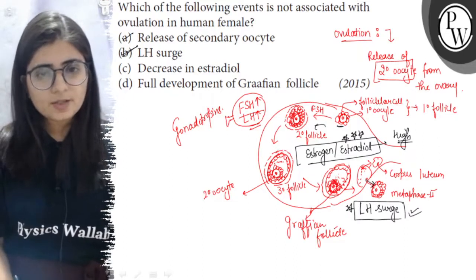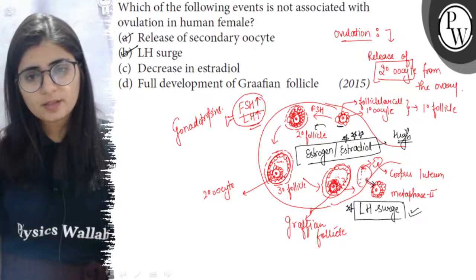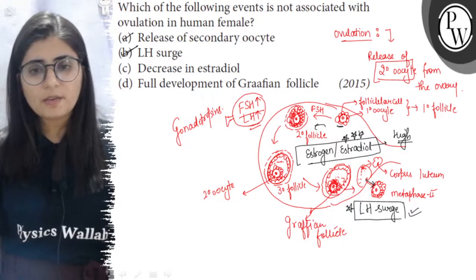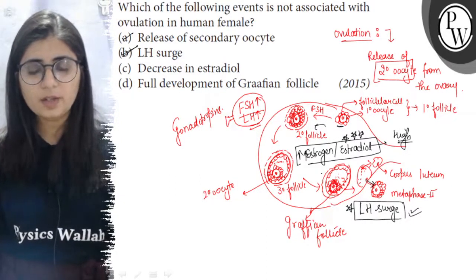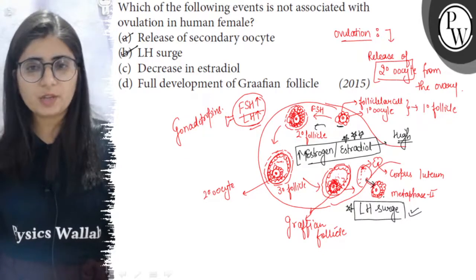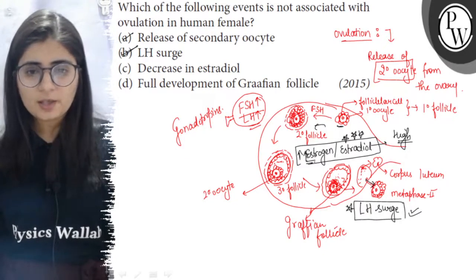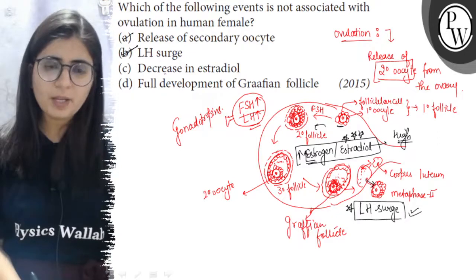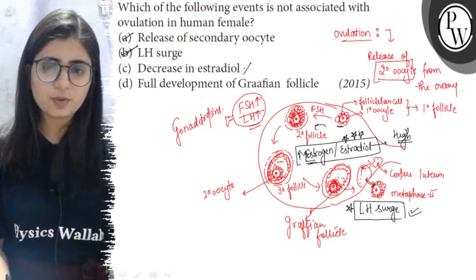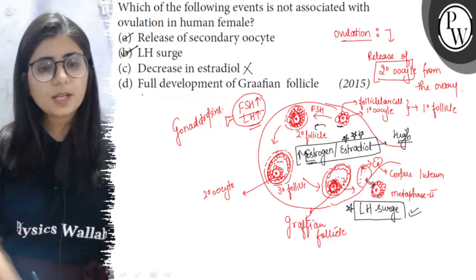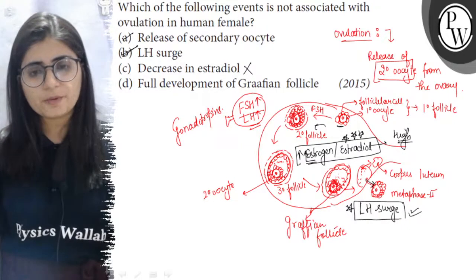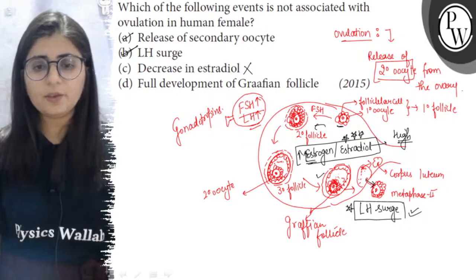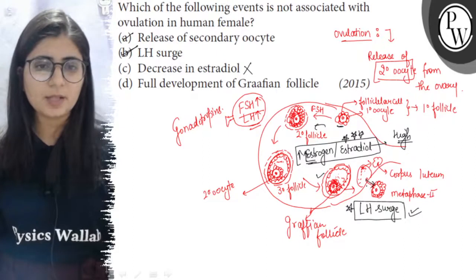Then decrease in estradiol, but you can see that during the ovulation the level of estrogen is very high because here first the follicles have grown, only then the ovulation will take place. So the follicular cells are releasing estrogen, so there will be high level of estrogen, so this is not true. Then D option is full development of Graafian follicle. So this is true because first the growth of follicle will be there, only then ovulation can be taken place.